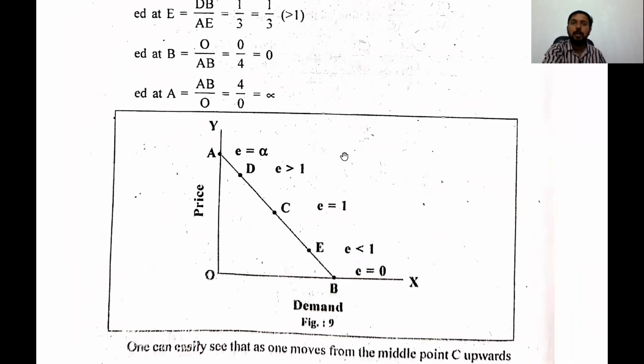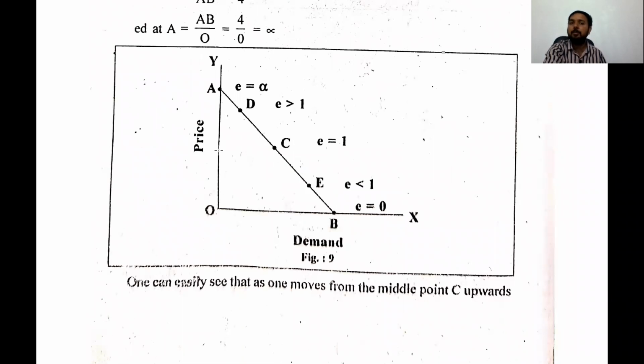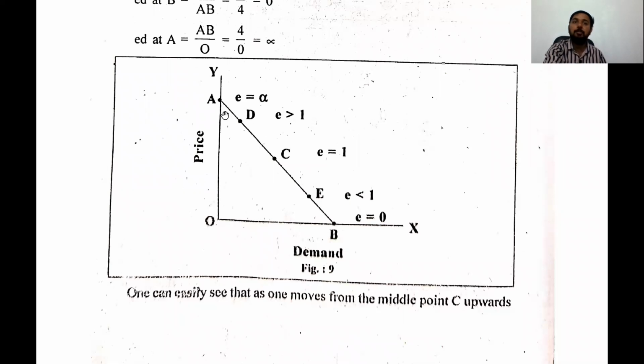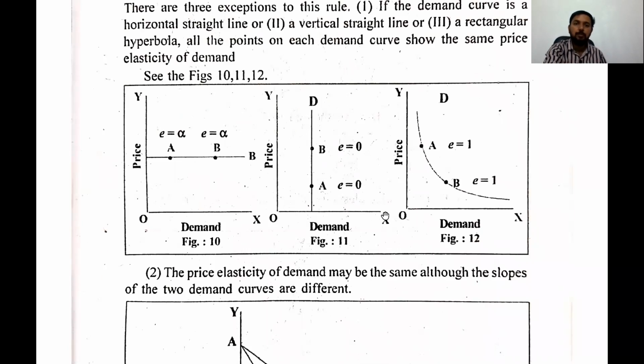For that, we need to have such kind of lines. We cannot calculate the point elasticity if we have a horizontal straight line, a vertical straight line, or a hyperbola line. To calculate point elasticity of demand, you need to have a line like this. So these are the exceptions of the point elasticity of demand.